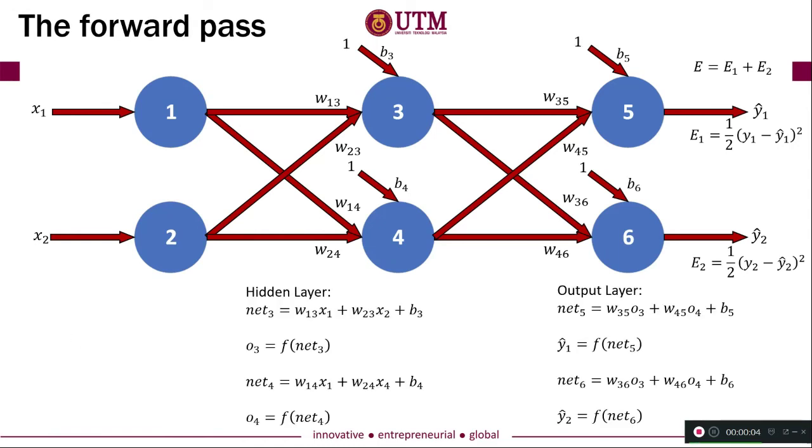Okay, that is the forward pass. The purpose of the forward pass is that we want to find y1 hat and y2 hat, which are the predicted outputs. Once you know y1 hat and y2 hat, you can compute E1 and E2, which is where the error, or the cost value, happens. Then, once you compute E1 and E2, you can get the cost function, or the total error, which is E equals E1 plus E2.